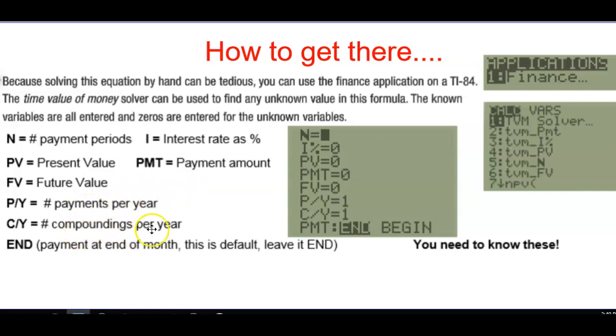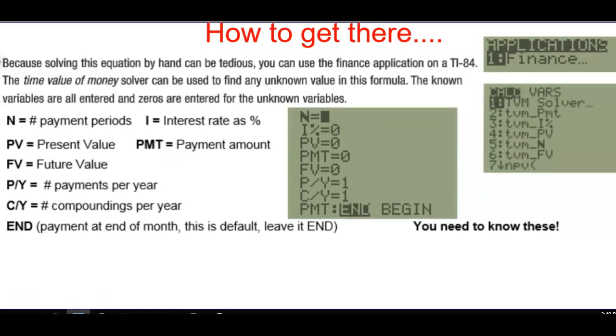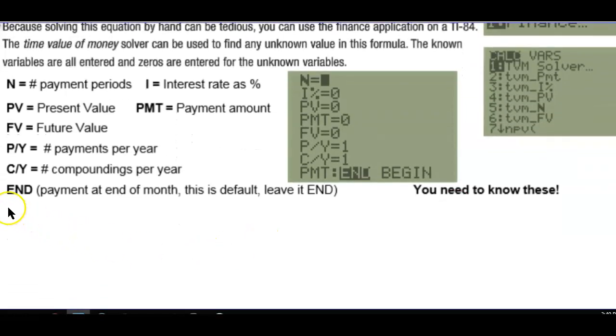Payments per year and compoundings per year can change. For all the questions I've chosen to do this year, we're just going to leave those 12 and 12 because I didn't want to get too fancy with stuff. And at the bottom here where it says payment end of the month or beginning of the month, it defaults to end of the month, and we're going to leave it there, please. If you do beginning, you'll get different answers. Okay.